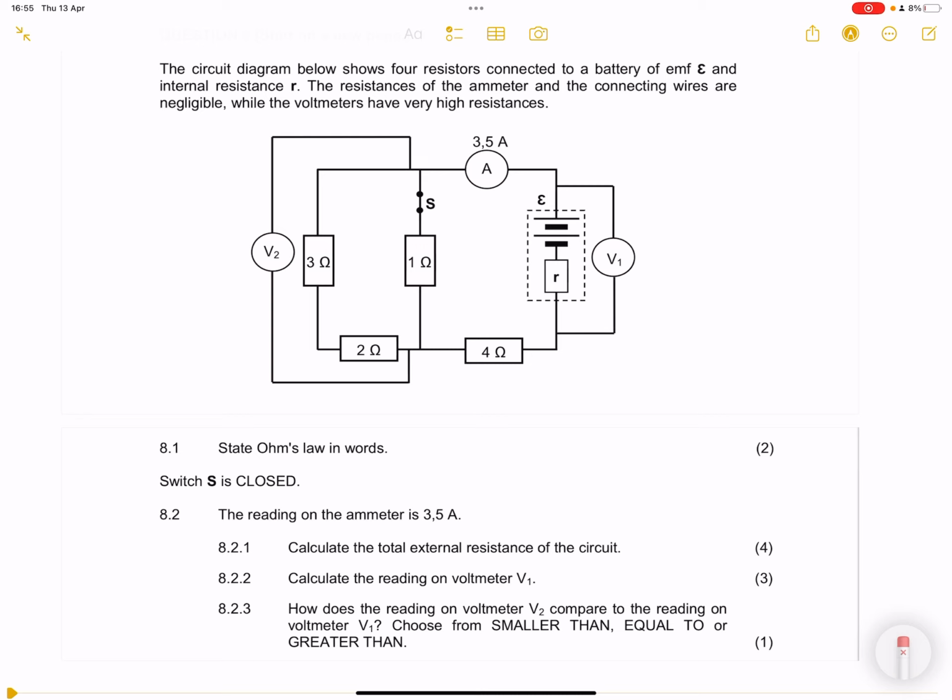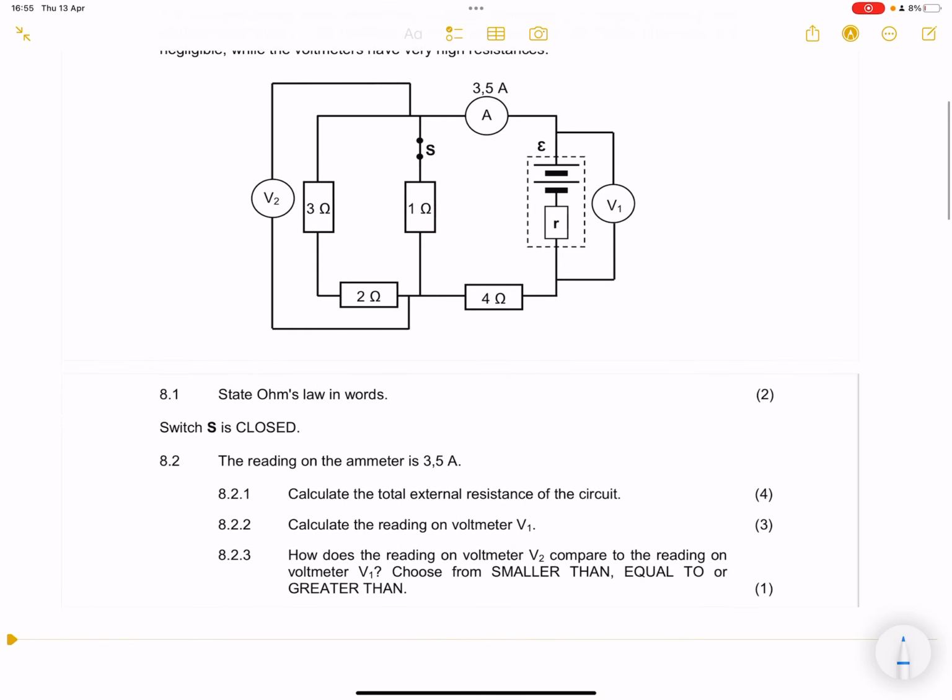So very first question, as is always the case, they ask us to state Ohm's law. Remember, it simply states that the current across a conductor is directly proportional to the potential difference provided that temperature remains constant. All right, so let's get into the gist of the question.